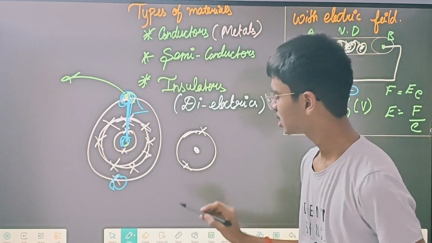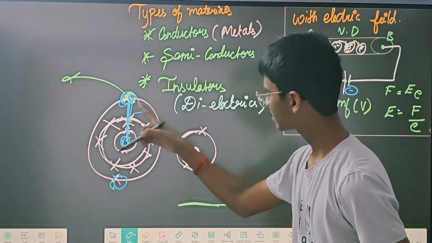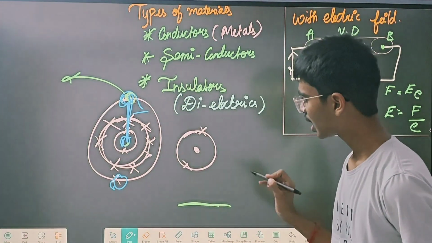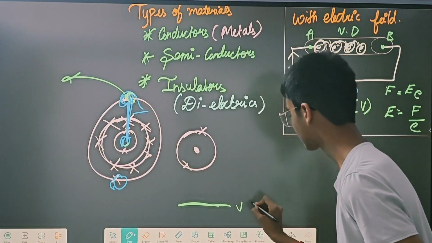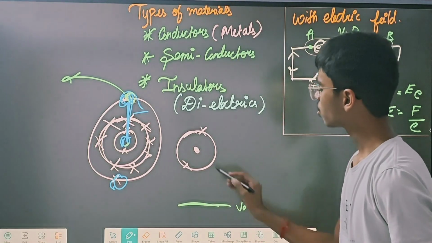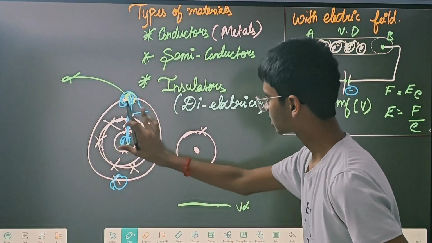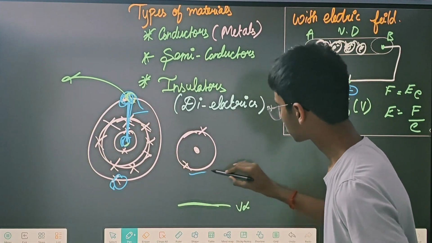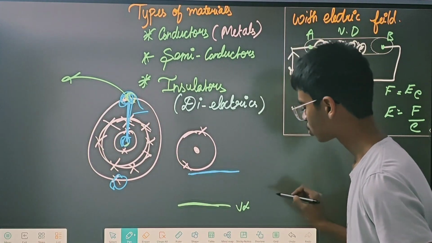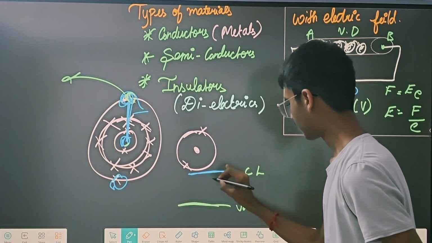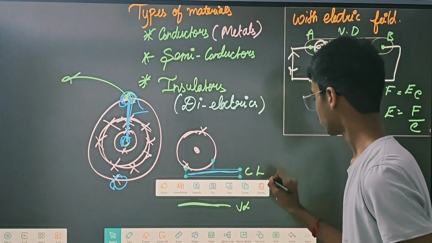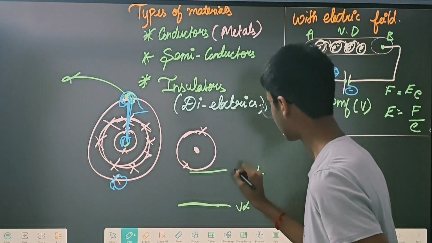See, this atom will be in a level, and that level is set as the valence level, since this shell is the valence shell. In order for this atom to conduct, it has to come to a particular level. That level is known as the conducting level.